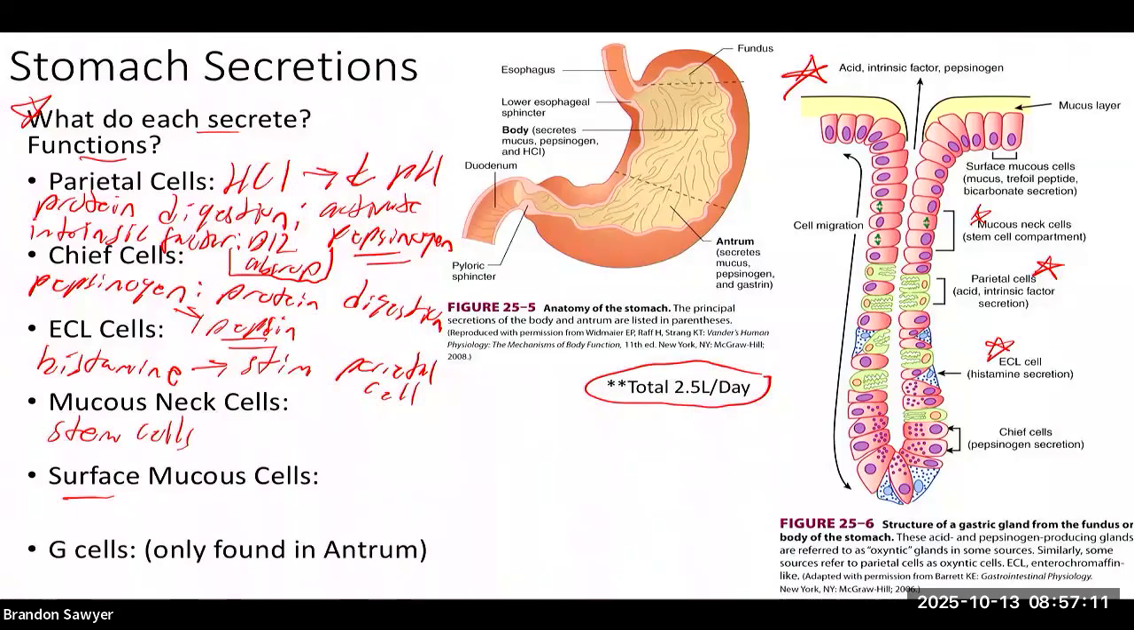Okay, and then the ones on the surface, those would be these guys here. These are the ones that are already making the lining, so they're secreting mucus. And they're doing the protection of that lining. They're trying to seal off the stomach from the rest of the body. So mucus secretion, protection.